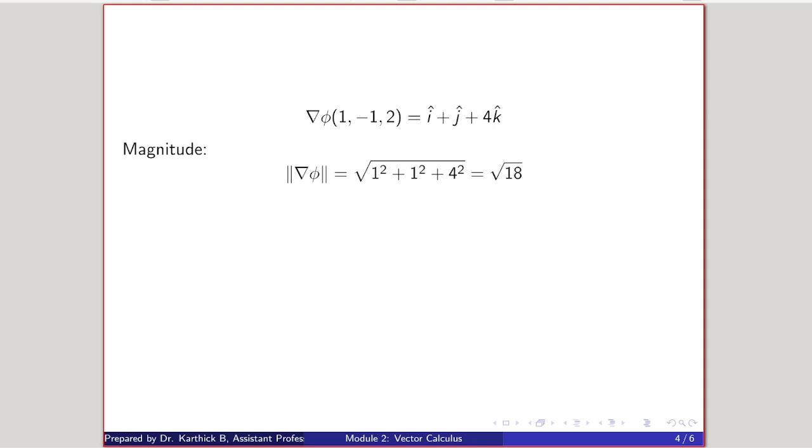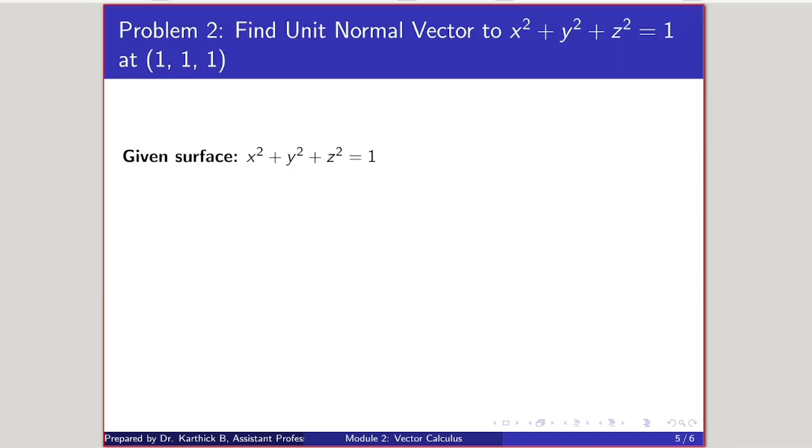I am squaring each of the elements: 1 square plus 1 square plus 4 square, and taking a square root. The norm of gradient phi will be square root of 18. Therefore, n cap will be i vector plus j vector plus 4k vector divided by square root of 18. This will be the unit normal vector for the given surface. Have you understood? Okay, on to the next, a similar problem.